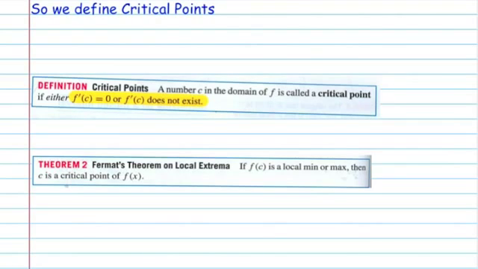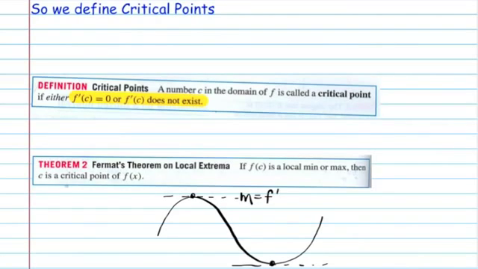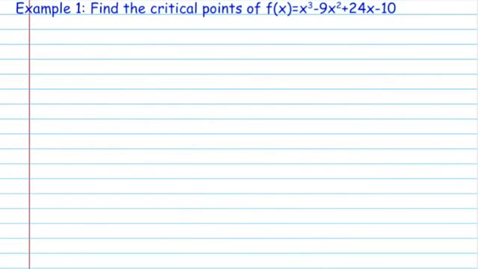Now Fermat's theorem basically says that if you have a local min or max, then that value of x is a critical point, which makes sense because if you have a maximum or a minimum, you have a horizontal tangent line. And a horizontal tangent line has a slope, which is the derivative, which is equal to 0. So it's basically saying that f prime equals 0, which is the definition of a critical point.